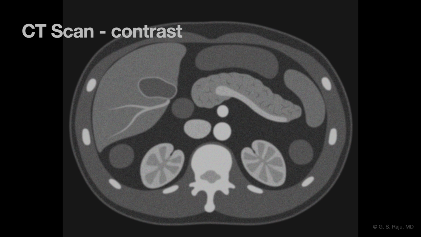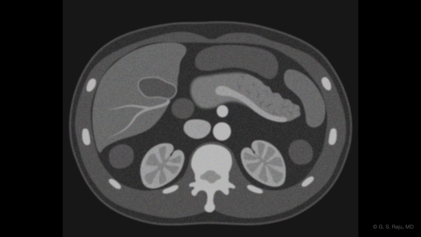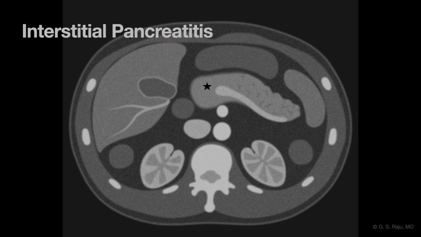On the other hand, if you look at this one, you have loss of lobulation and some swelling of the pancreas and some inflammation around the head of the pancreas compared to the body and tail. And there is no necrosis. This is interstitial pancreatitis. Interstitial pancreatitis without necrosis, patients recover. And they tend to have short hospital stay.